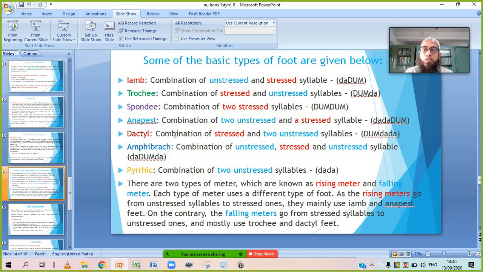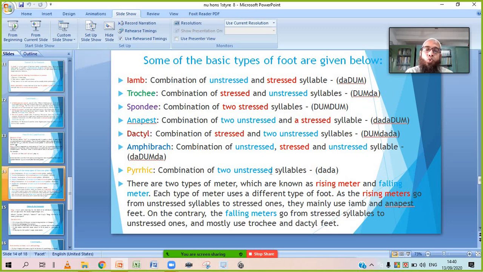The name is anapest. What is dactyl? A combination of stressed and two unstressed. So the first one is stressed and the last two are unstressed. That is dactyl. Amphibrach is a combination of unstressed, stressed and unstressed. You see, a mixture. So the first one is unstressed, the middle one is stressed and the third one unstressed. In that case, the foot name would be amphibrach.